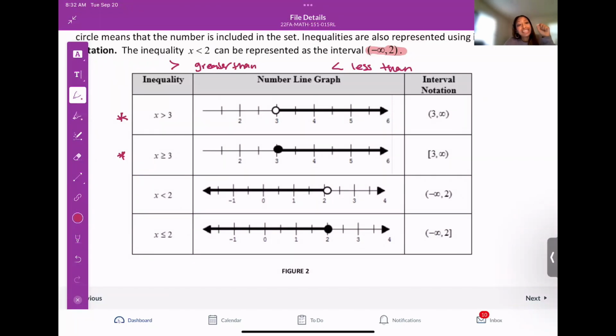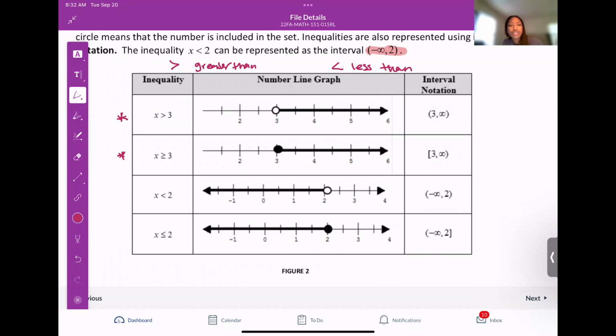If your endpoint is included in the solution, you put a closed circle around it. So notice that over the 3, the circle is shaded in black. And for interval notation, when the endpoint of your interval is included, you put a bracket around it instead of a parenthesis. Okay. And then we have 2 more examples with less than.